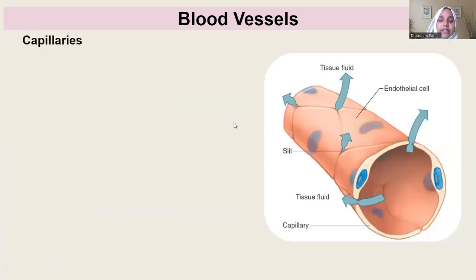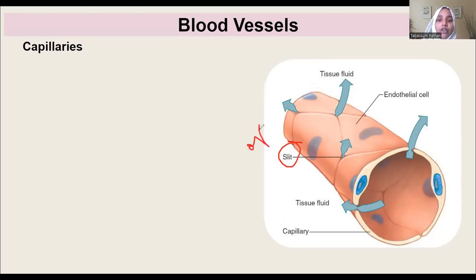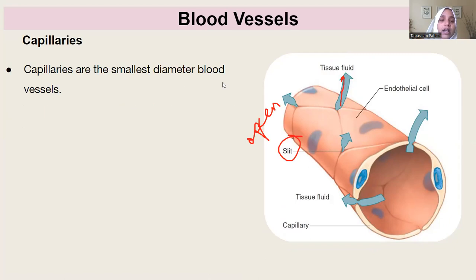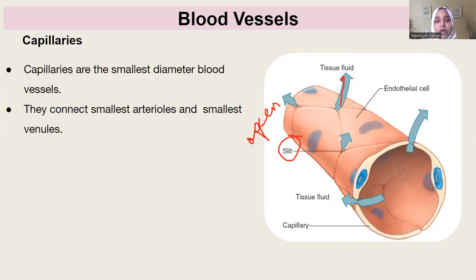Moving to the capillaries. Okay, when the veins and arteries, arterioles and venules further branch out, these are capillaries. Capillaries are simply made up of endothelial cells, and you can see the arrow over here. These are minute pores or slit openings, which will allow certain cells and certain fluids to move out of the capillaries in this direction. Okay, so capillaries are the smallest diameter blood vessels, very minute. They will connect the smallest arteriole and the smallest vein.